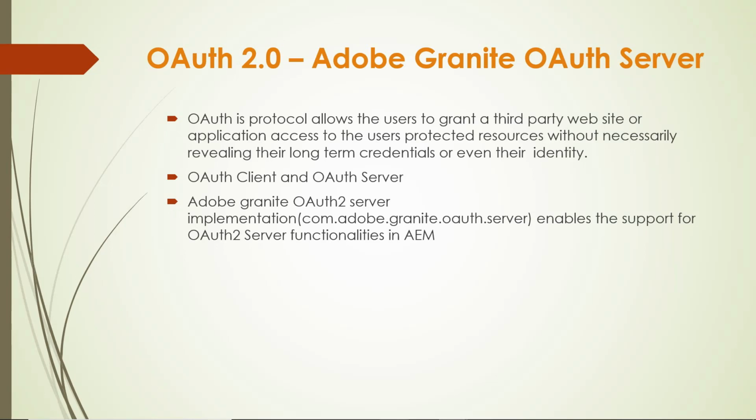OAuth has two main components: one is the OAuth client and the other is the OAuth server. The OAuth server will provide token generation and all those functionalities. The OAuth client will connect to the OAuth server, get the required tokens, and access the protected resources.